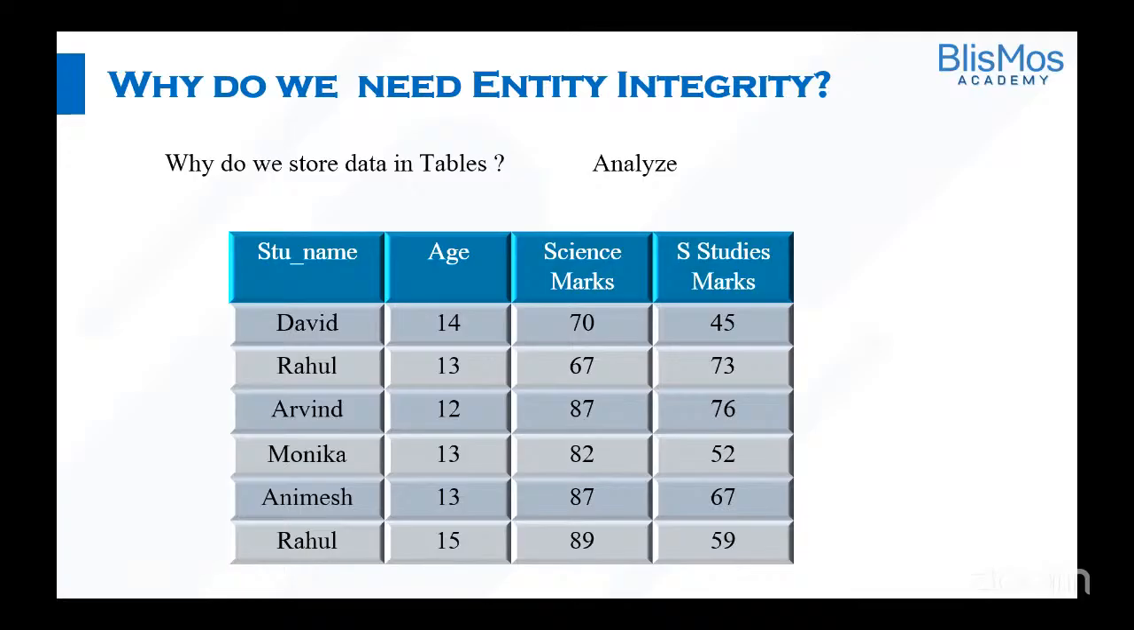67, sir. 67. Okay. You don't like the Rahul who has scored 89, Muthuminal? Oh, sorry, sir. I did not. That's okay. I mean, that was expected.